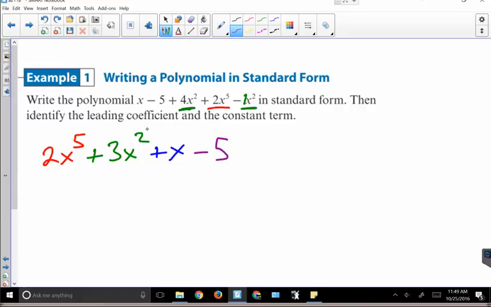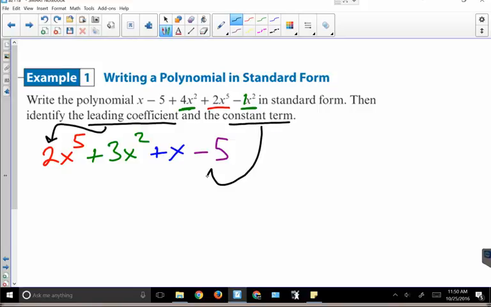So, now, it asks, what is the leading coefficient? Well, the leading coefficient is right there. Okay? So the leading coefficient here is a 2. First coefficient out. What's the constant term?